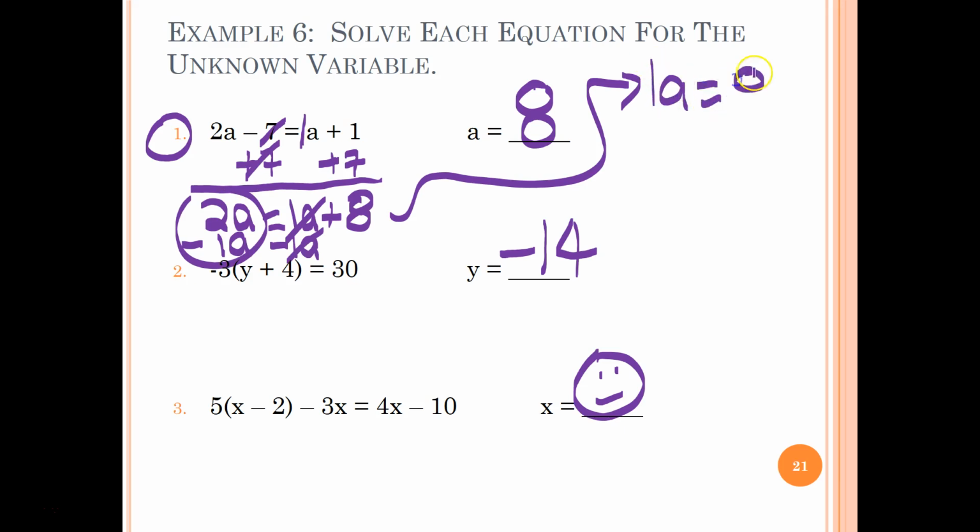Some people like to be very thorough and actually write 1a equals 8. And honestly, that's fine for me because I can understand why you'd want to do that, just to show that that's what coefficient you have in front of your variable. All right, so let's take a look at the next one.